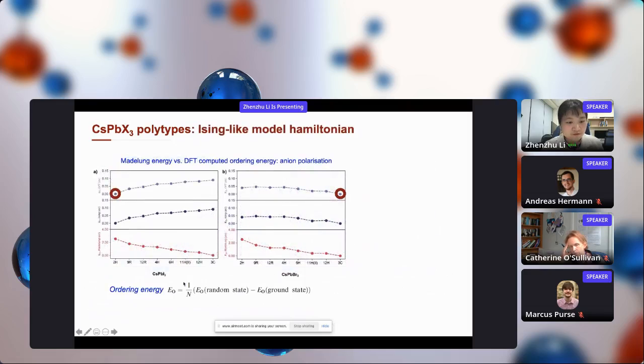And firstly, we defined an ordering energy. The ordering energy refers to the energy difference of a random state polytype with its ground state structure. So through our DFT calculation, we find that for cesium lead iodide, the ground state structure is the 2H phase, but for cesium lead bromide, it's the 3C phase.